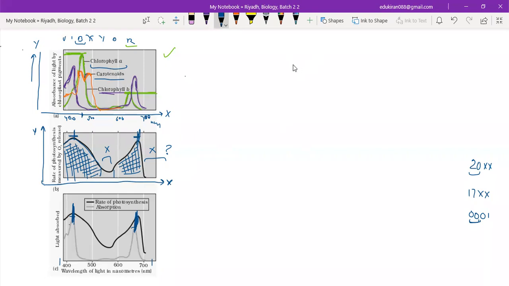Now write down. It was known that plants can utilize light energy to make or to synthesize carbohydrates from CO2 and water as raw materials.